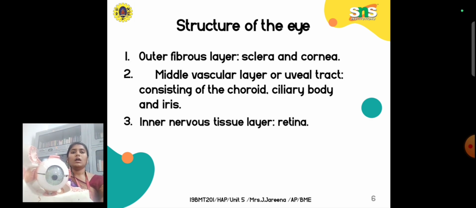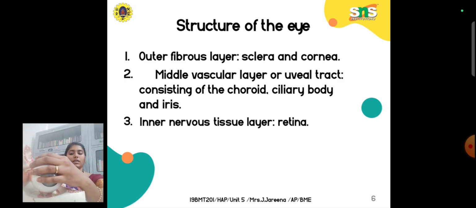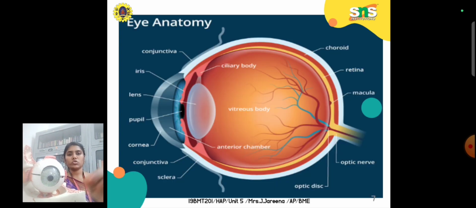Now we will see the structure of the eye. As for the structure, it mainly has three layers. The eye is covered by three layers: the outer layer, then the middle layer, and the third one is the innermost layer. Here I have given a picture of the structure of the eye. It is composed of three layers.